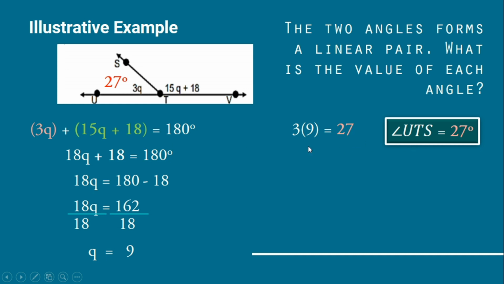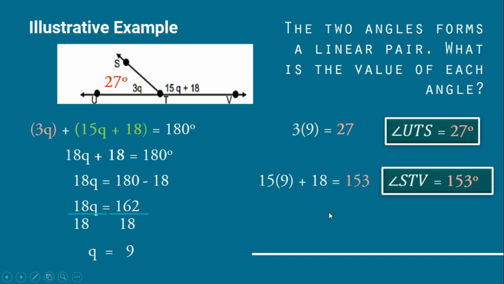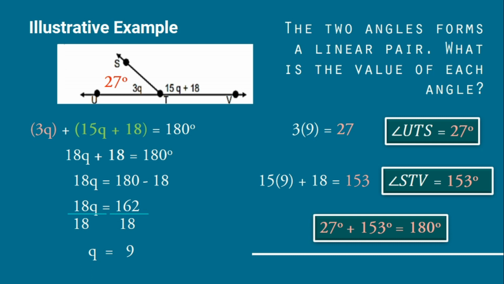How about the other angle? Dito naman, we have 15Q plus 18. Instead of writing Q, we have 15 times 9, dahil 9 yung ating Q, plus 18, that is 153. So therefore, angle STV is equal to 153 degrees. So pag inadd natin 27 and 153, that will give us 180 degrees. So tama. They are a linear pair.